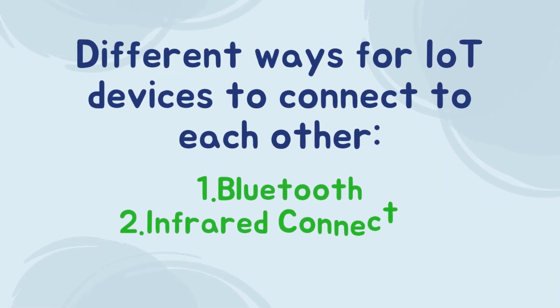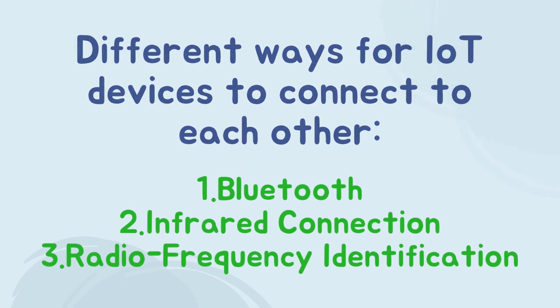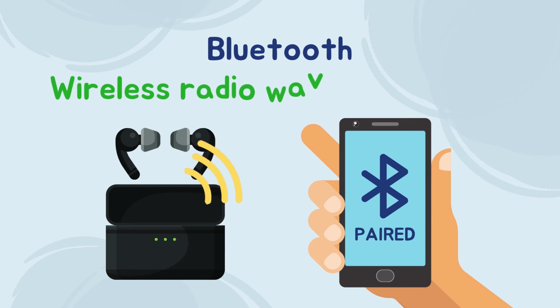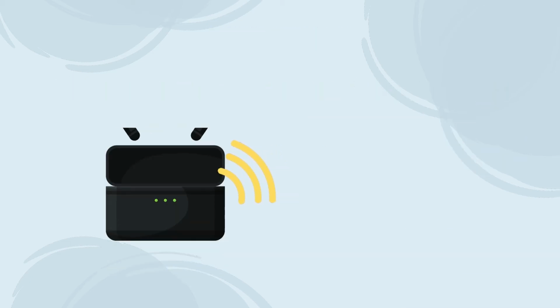There are many ways for smart devices to connect to each other these days. Here are some of the few. One way is with Bluetooth. Bluetooth connection is a wireless way of connecting any smart devices to another smart device. Bluetooth is a connection that uses radio waves. Bluetooth connections are short-ranged. An example of a Bluetooth device is wireless earbuds.